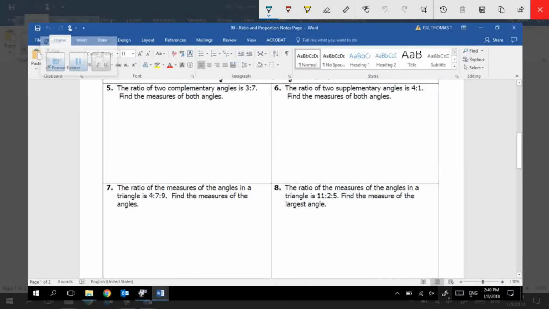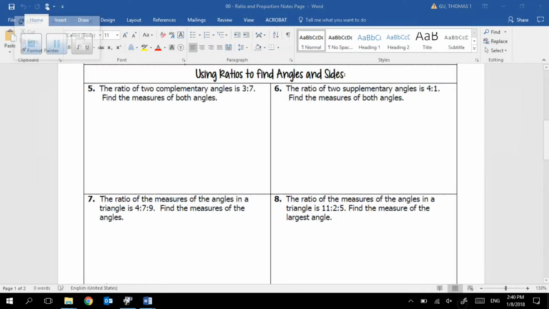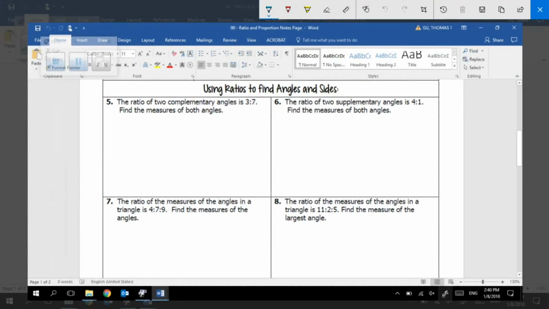Alright, now we're going to use these properties of ratios to find angles and sides. So take a look at number 5. The key here, just like every other problem, is to read the question, see what it says, and make an equation out of it. So the ratio of two complementary angles. We've got two angles, and the ratio is 3 to 7, and they're complementary. What does complementary mean? That means they add up to 90. So we have a plus sign over here, and they're going to equal 90 degrees, okay?